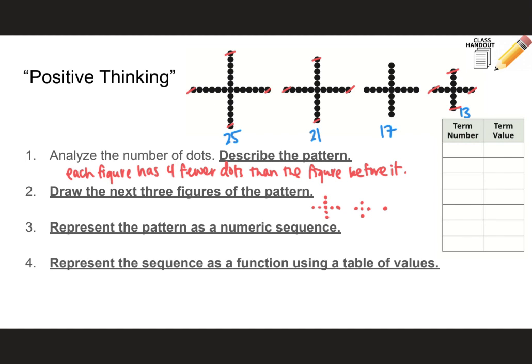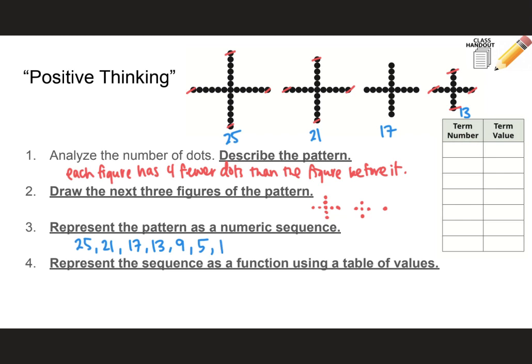So now it says represent the pattern as a numeric sequence. We've already kind of done that by listing out the first 4. So starting with the first figure, we have 25. The next one was 21. Then we have 17, 13. The next figure has 4 less than that, so that's 9. 4 less than that would be 5, and then 4 less than that would be 1.